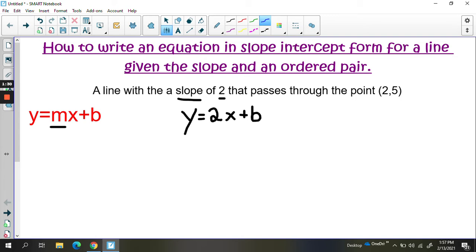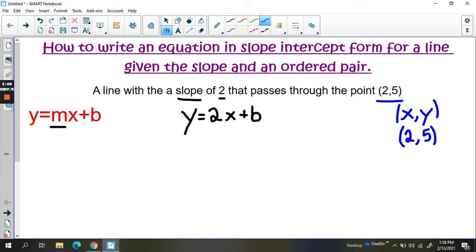The next piece of information that we have is that it passes through the point (2, 5). So in the coordinate (2, 5), we have our x value and our y value. Our x value is going to be 2, and our y value is going to be 5. What we can do from there is begin substituting this information into our equation so that we can find b in order to find the y-intercept so that we can properly write an equation in slope-intercept form.